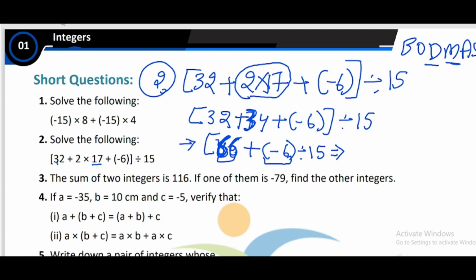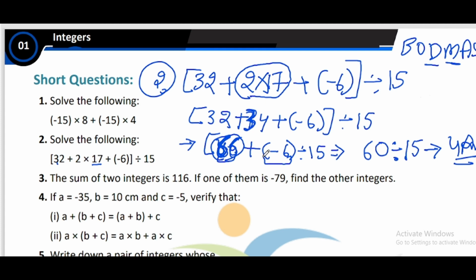Let's see. 66 we will add with minus 6. Both have opposite signs. Then we subtract 66 minus 6, that is 60. And the symbol of 60 is positive, because 66 is greater than 6. Then 60 divided by 15 and it gives 4. Then the 4 is the right answer.